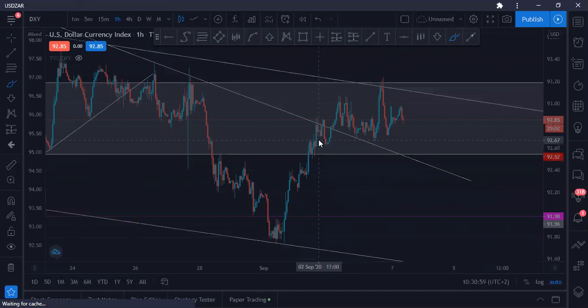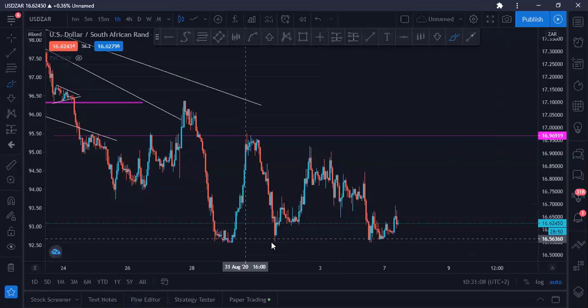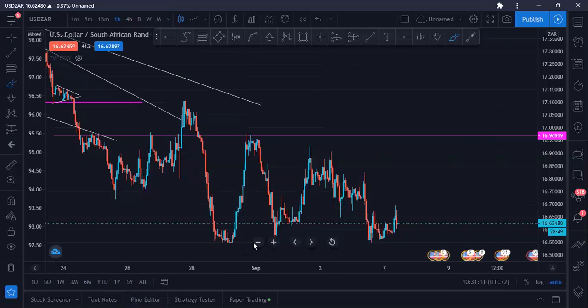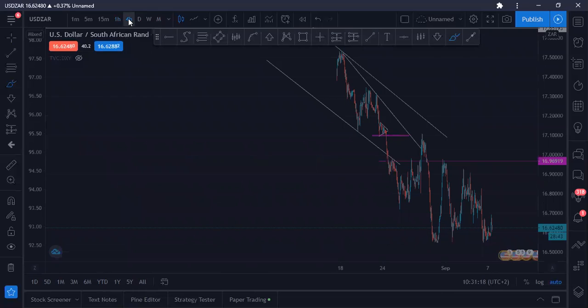Okay, so that means if we're looking for dollar weakness, we're looking for other currencies to strengthen. So let's start off with the South African rand, guys. I have not analyzed the markets since last week, so this is just a fresh review for me as well as to what is happening.